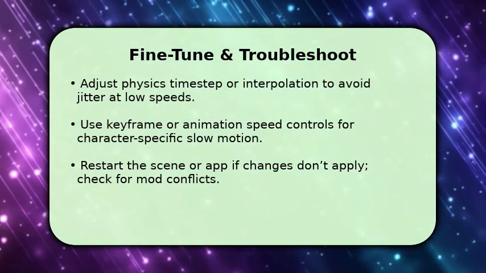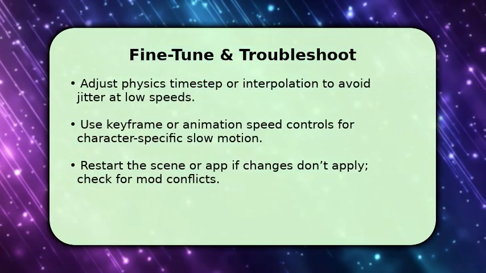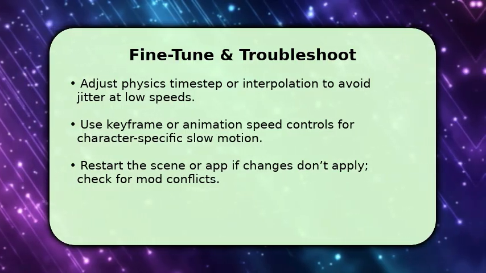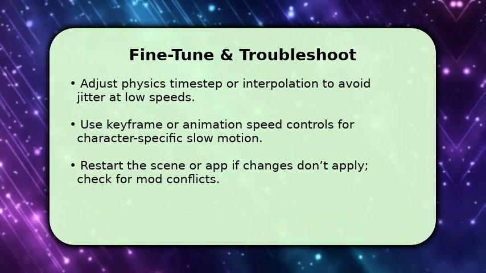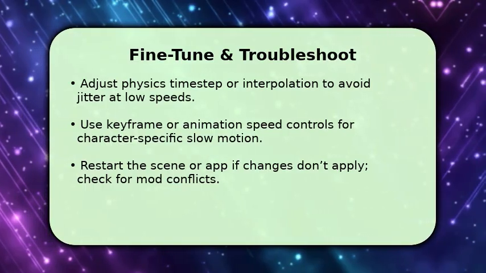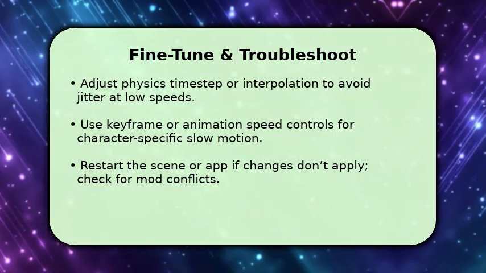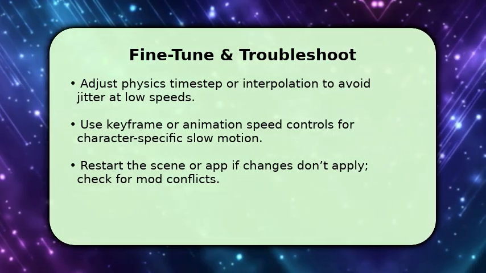To finalize the effect, fine-tune physics time steps and interpolation settings so objects remain smooth at low speeds. You do this because reducing time scale can cause jitter without proper time step adjustments. For characters or animations, override their animation speed directly to keep visual fidelity.